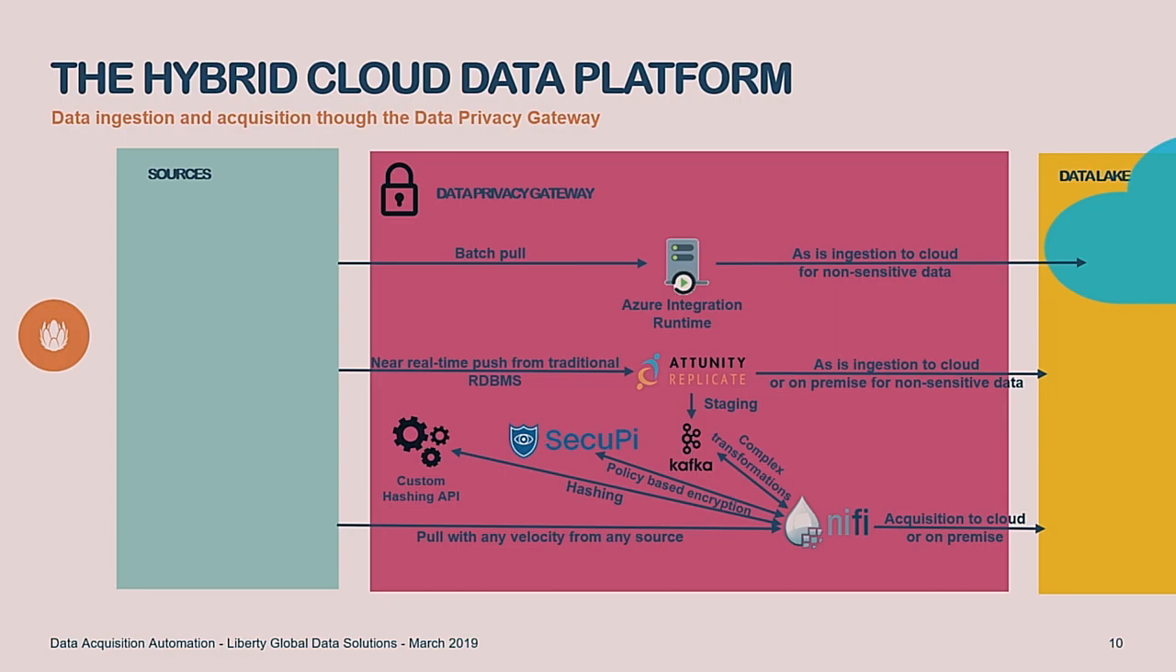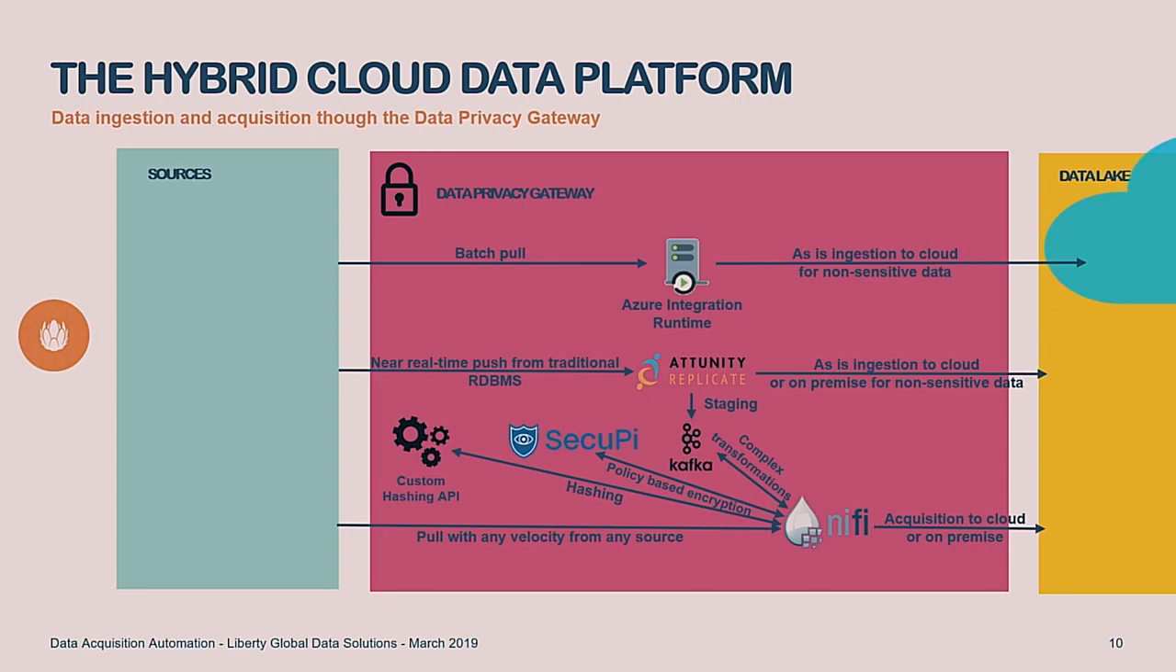A quick zoom into our data privacy gateway. We have 3 use cases. For the non-sensitive data use cases, when the workload needs to load the data into the cloud, we use the default solution provided by Microsoft, in this case Azure Integration Runtime, combined with Azure Data Factory. When we want to replicate data with CDC from a traditional database source, we use Attunity Replicate, so we can load the data either in the cloud data lake or on-premise.